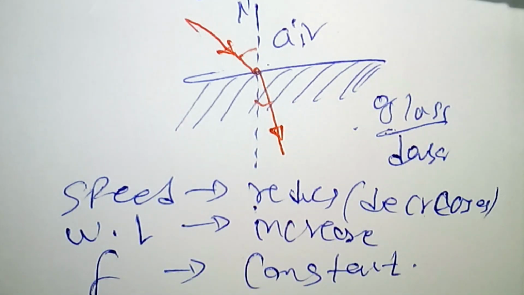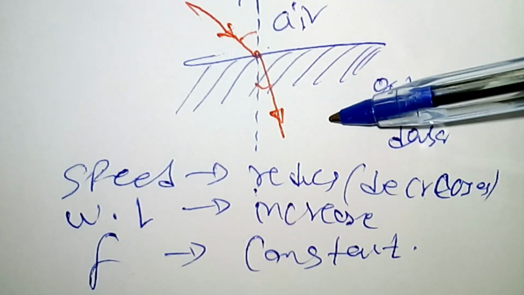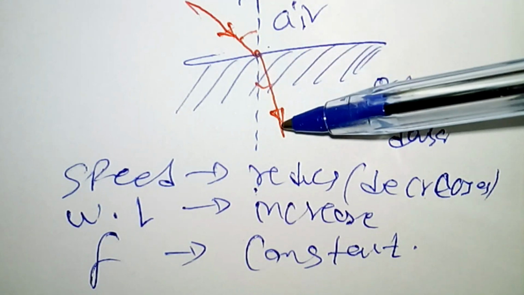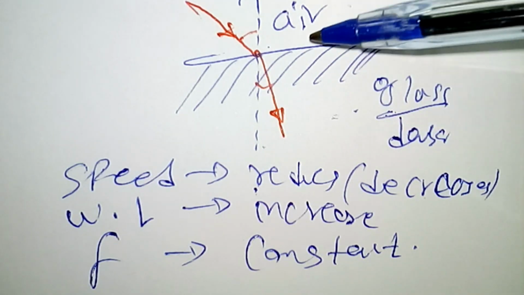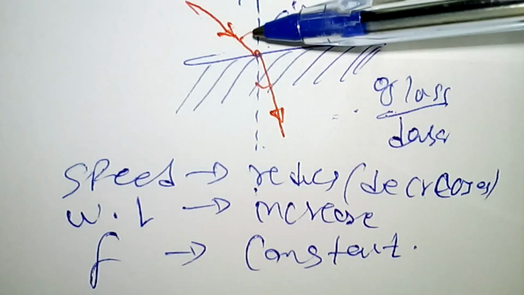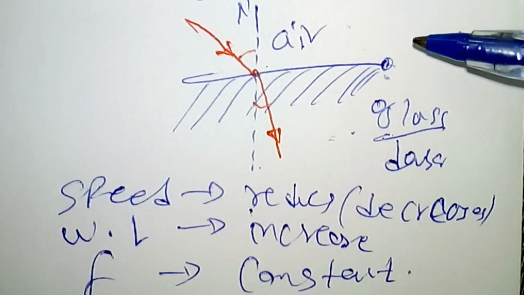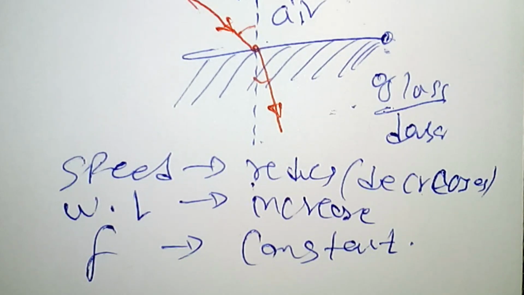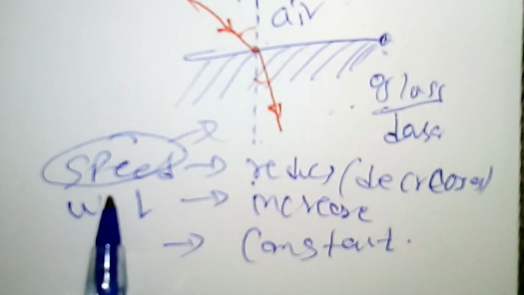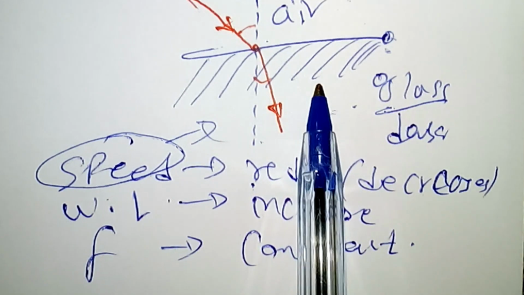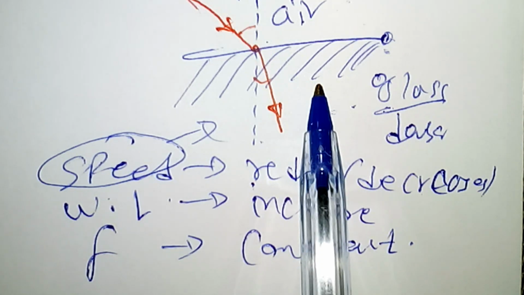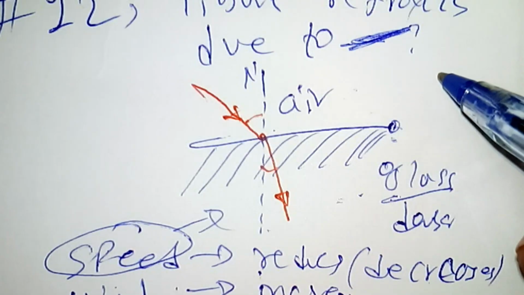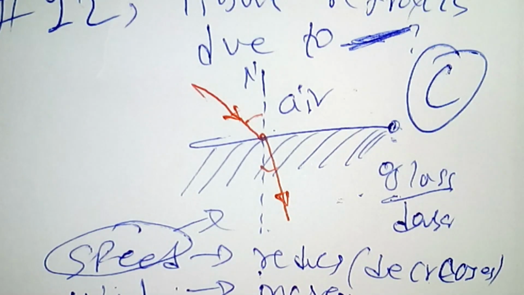That means if light passes from the lighter medium to the denser medium, it always bends toward the normal. If it passes from the denser medium to the lighter medium, it bends away from the normal. So the refraction of light occurs due to the changing speed of the light. The change in speed of light in a different medium causes the refraction of light. So the correct answer is C, which says light travels slower in glass than in air. So the correct answer is alternative C.